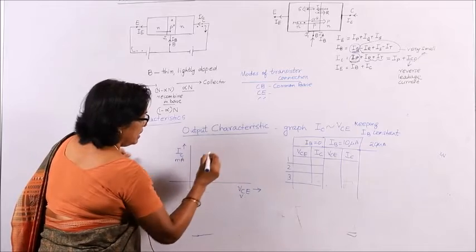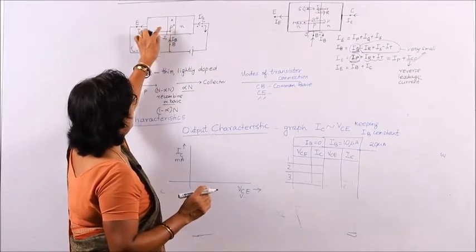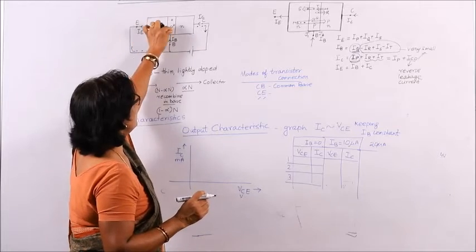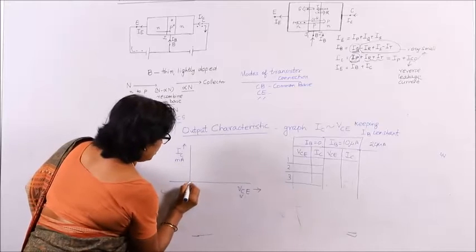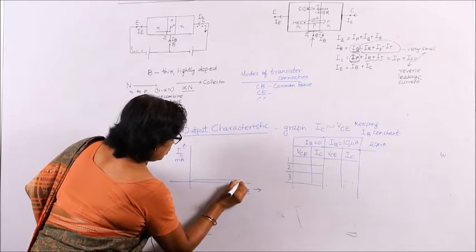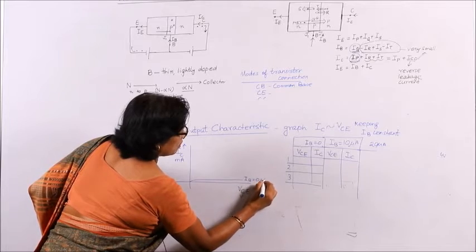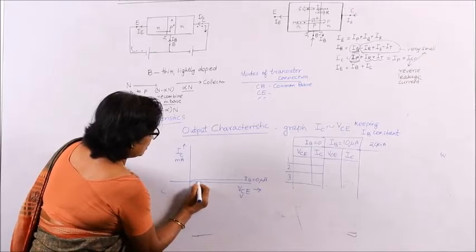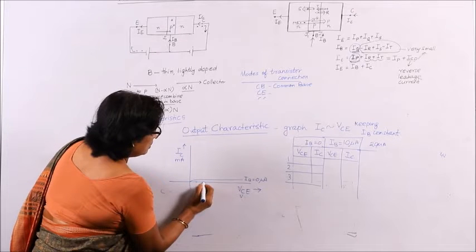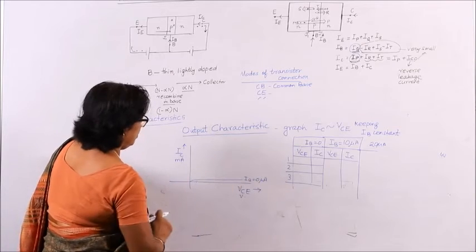When the base current is 0, even if the base current is 0, electrons are coming from here to here and reaching here. So, there will be some base collector current, but the current is very small. This is the graph you will be obtaining for IB equal to 0 microampere. That means, you are changing the collector emitter voltage, current is this, and in this way you draw the graph.